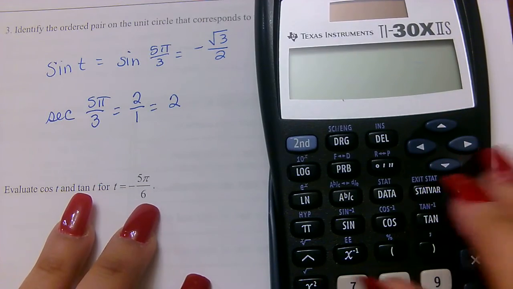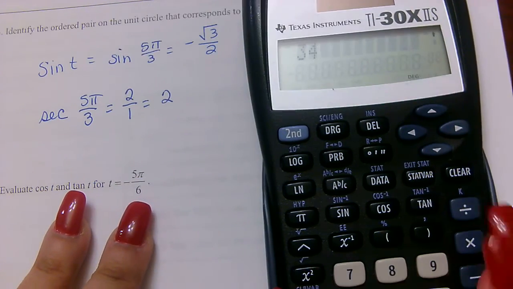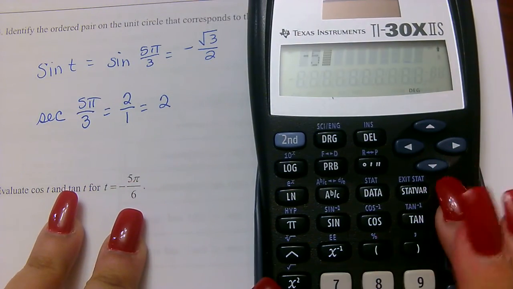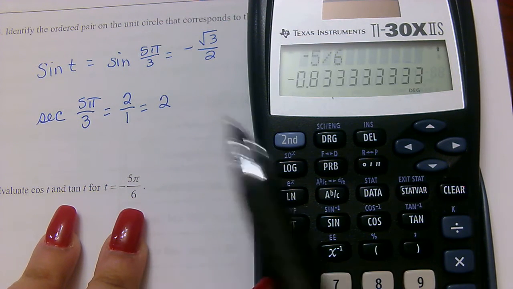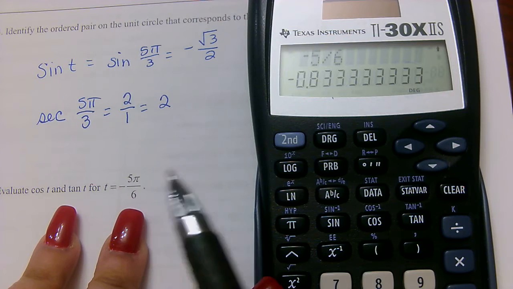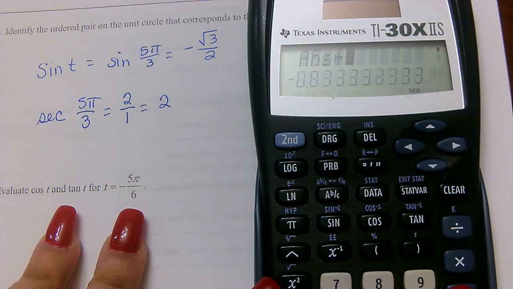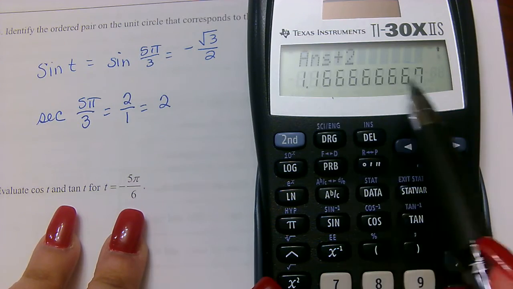I'm going to go ahead and start with this angle here, and I'm going to say negative 5 divided by 6. Remember, you don't need to include the pi, and all I'm going to do is add 2. That's what we did in the previous video. And now we get this number.